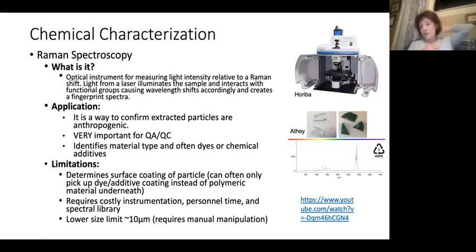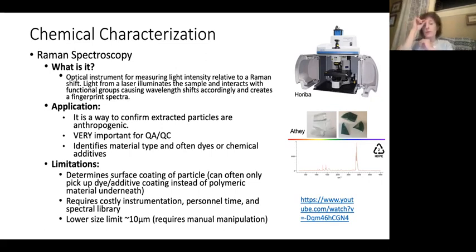It's a way to confirm that extracted particles are anthropogenic, really important for QA/QC, like we've talked about. It identifies material type, and it often also identifies dyes or chemical additives. And the limitations are that even more so than FTIR, it's only determining the surface coating of a particle. So for fibers that are dyed or have a coating of some sort, it can be difficult to identify what it is underneath. It doesn't look at that polymeric material necessarily.